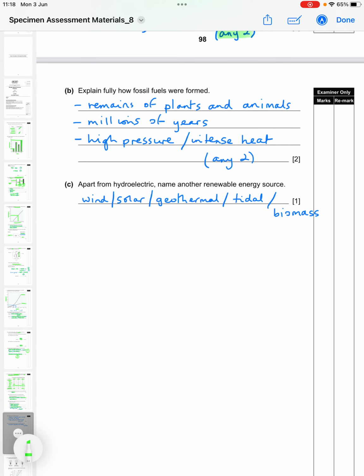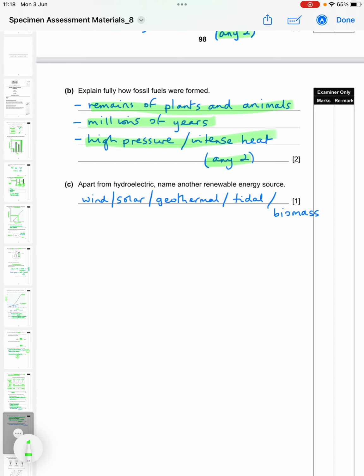Next bit is about fossil fuels. So explain fully how the fossil fuels were formed. So any two of these points, but you need to be talking about how the remains of plants and animals, which died and were buried over millions of years and under high pressure and intense heat, then formed fossils.